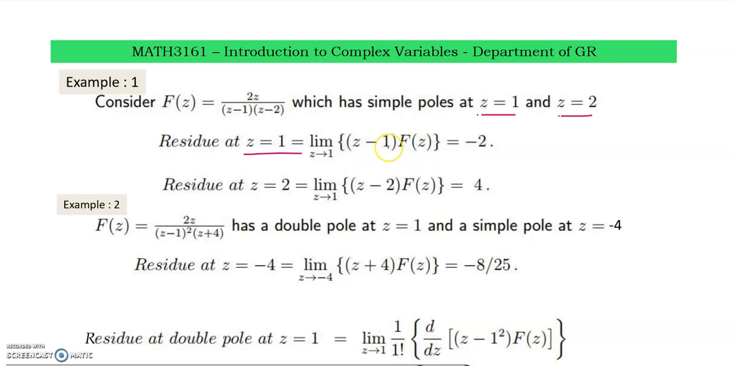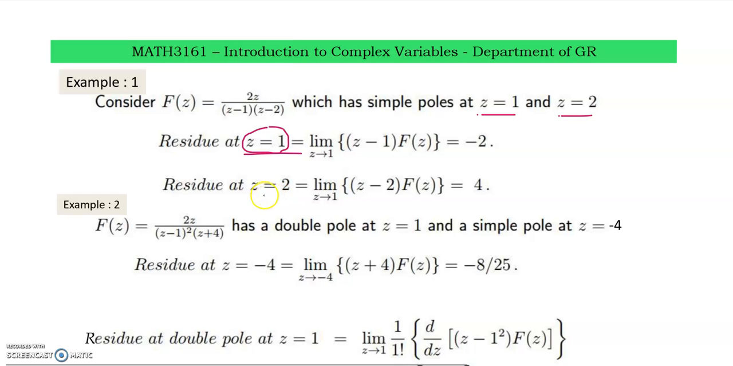Why do we write here z minus 1? Because we are going to find the residue at z equal to 1. That's why here we write z minus the pole, then multiply f of z. Then you substitute the limit z equal to 1. That's why the value is minus 2. What is f of z? f of z is this, so you substitute this value here. So z minus 1 is cancelled. After that, 2z over z minus 2. So you substitute 1 here, and you will get minus 2.